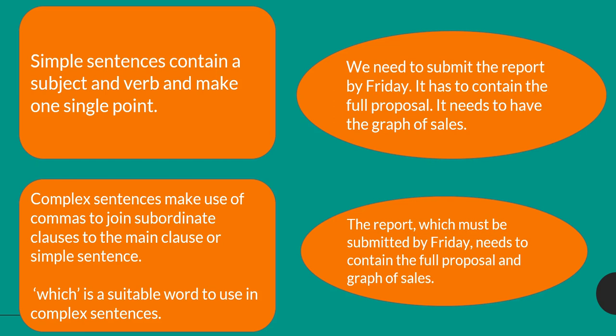And when we tend to write very informal documents, we often write in simple sentences. What you do need to be slightly aware of is a lot of people do what's called comma splicing. And that is to join all their simple sentences together with commas.